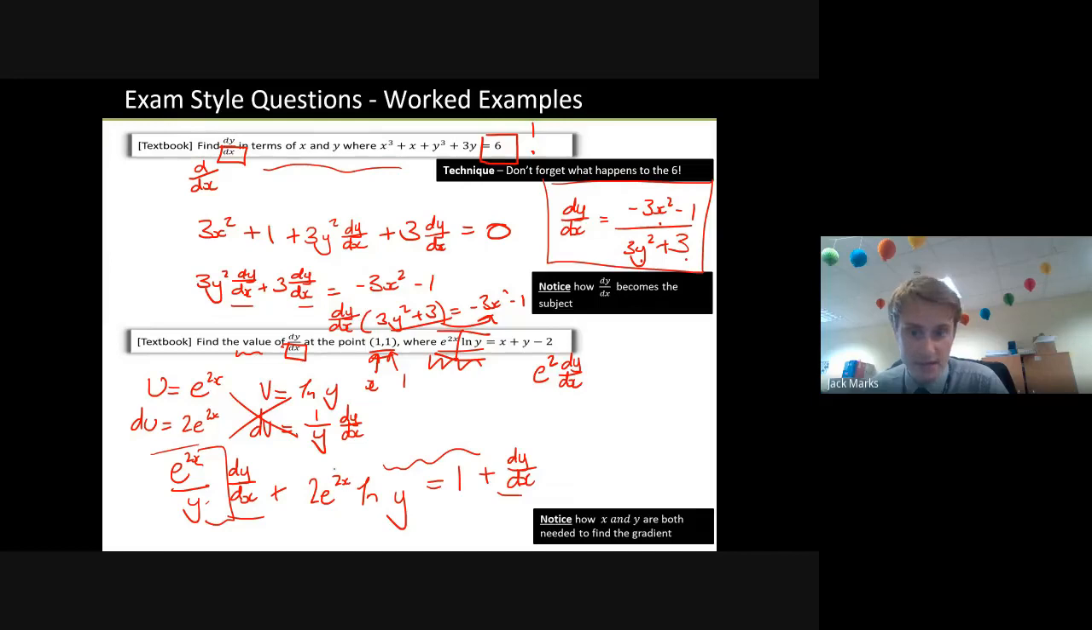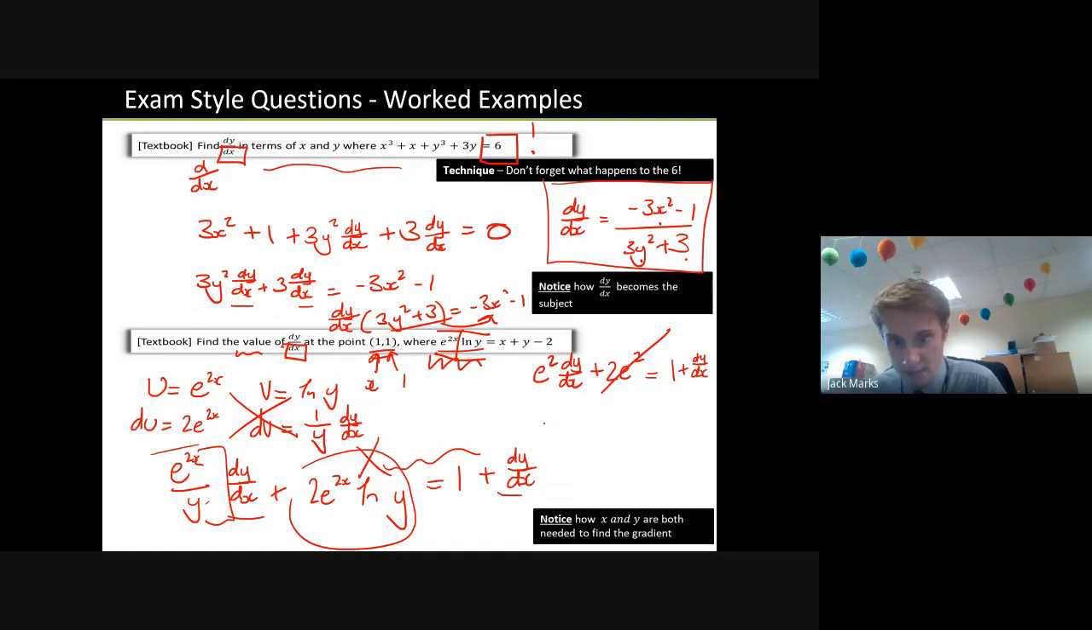2e to the 2x, well, x is 1, so that's going to be plus 2e² times natural log of 1. Natural log of 1 is 0, so that whole term there is going to disappear. Equals 1 plus dy/dx. Do you see that saved quite a lot of time? Because it says find the value. I could have manipulated it like I did here, but that saves a lot of time for that question.